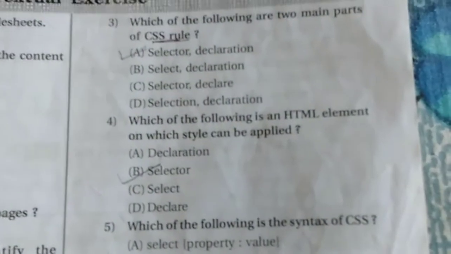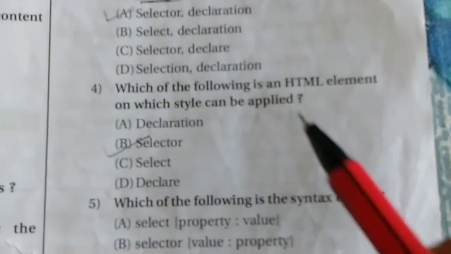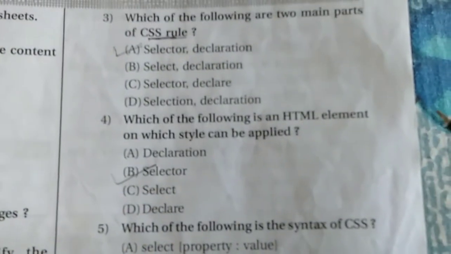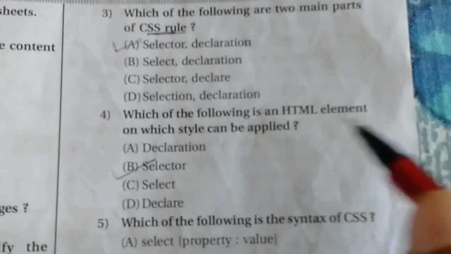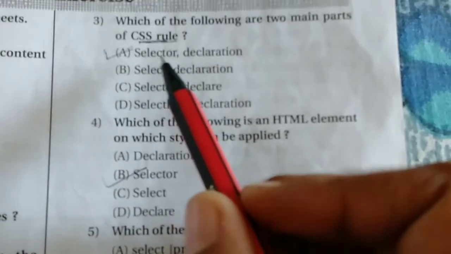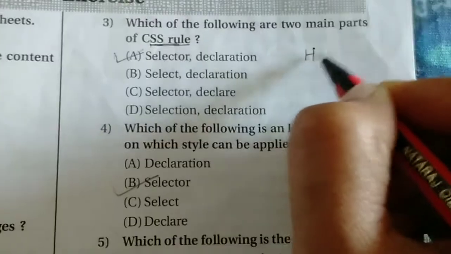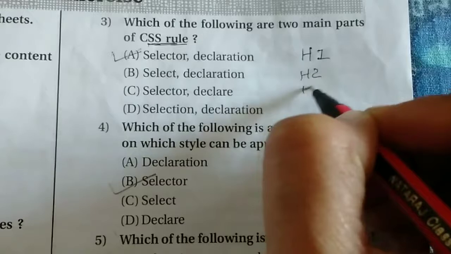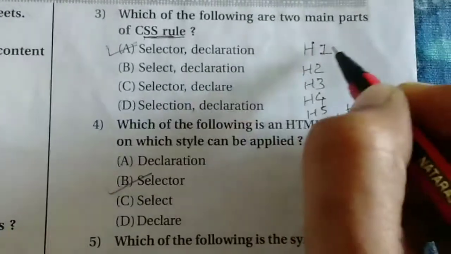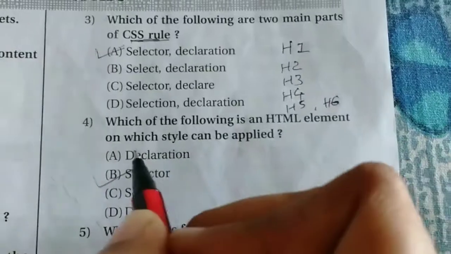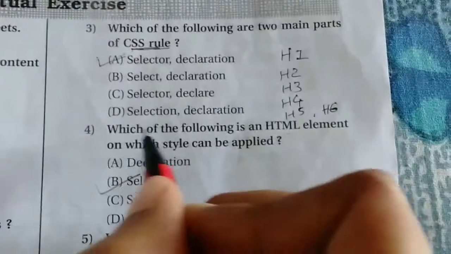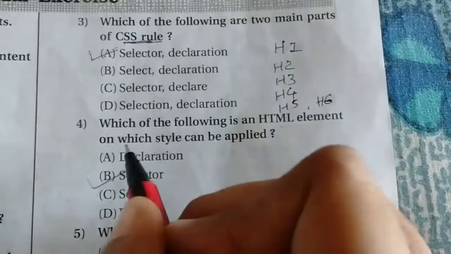Number 4. Which of the following is an HTML element on which style can be applied? Now CSS is divided into two portions. First is selector and second is declaration. In the selector portion you have to write an HTML element, that is H1, H2, H3, H4, H5 and H6. H1 up to H6 is known as an HTML element.